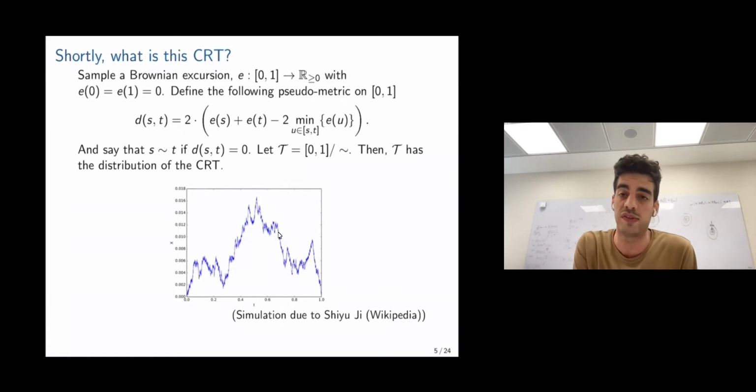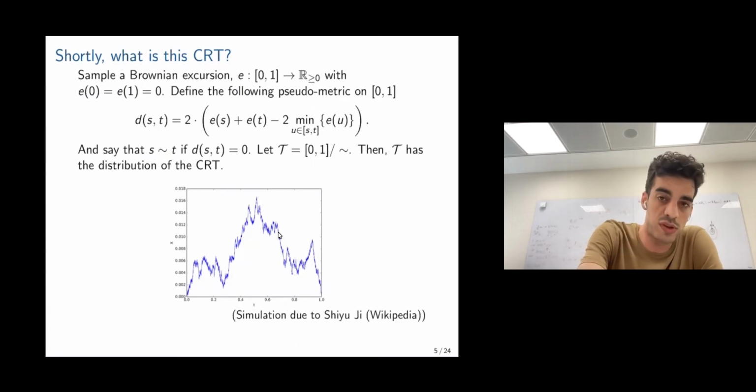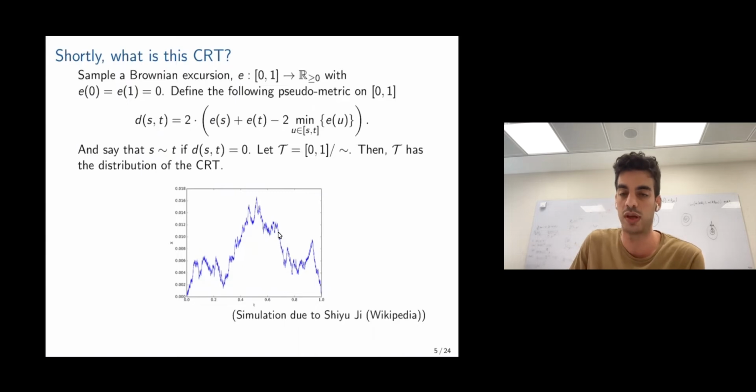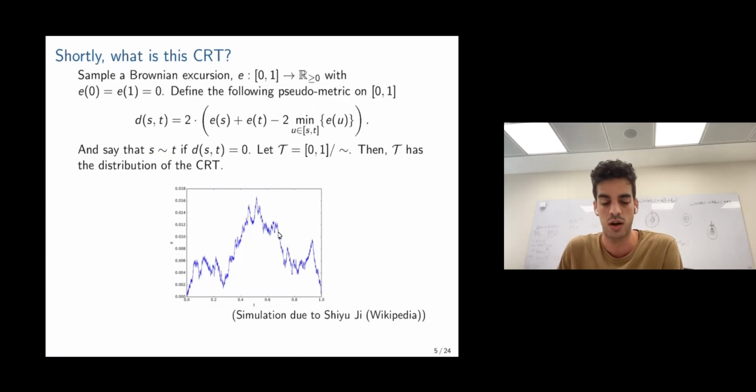So this is one way of sampling the CRT. In it, we start with a Brownian excursion, which is simply a Brownian motion conditioned to return the value 0 at times 0 and 1. And after taking this Brownian excursion, we define the following pseudometric on the interval [0, 1].